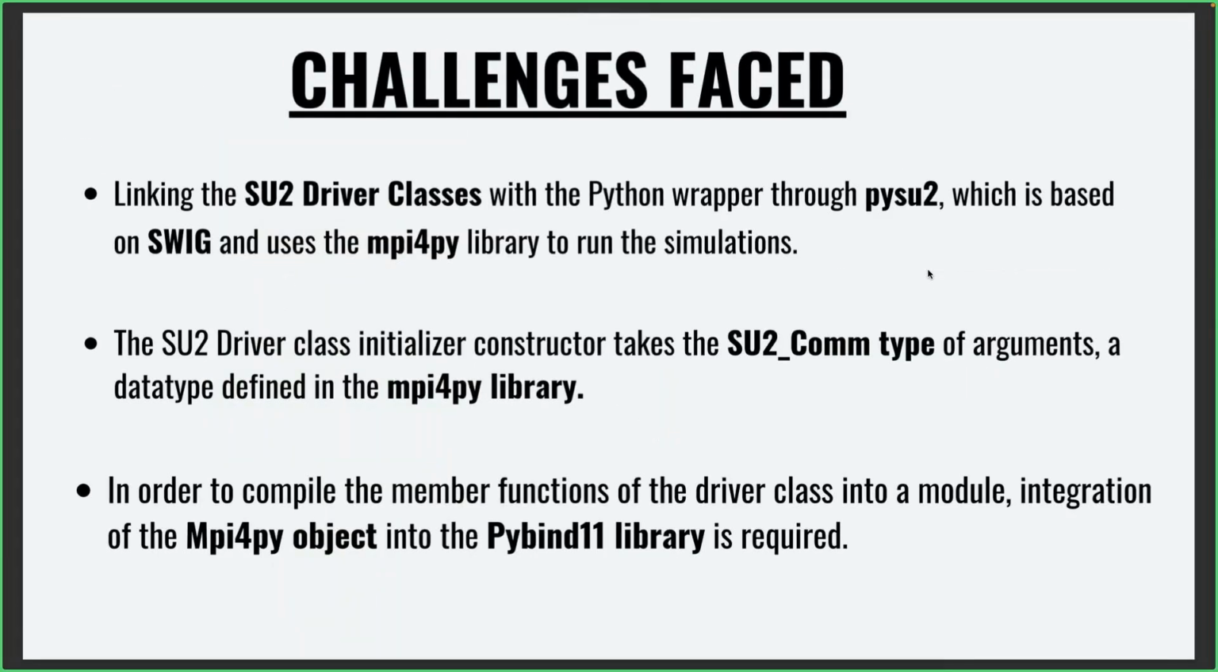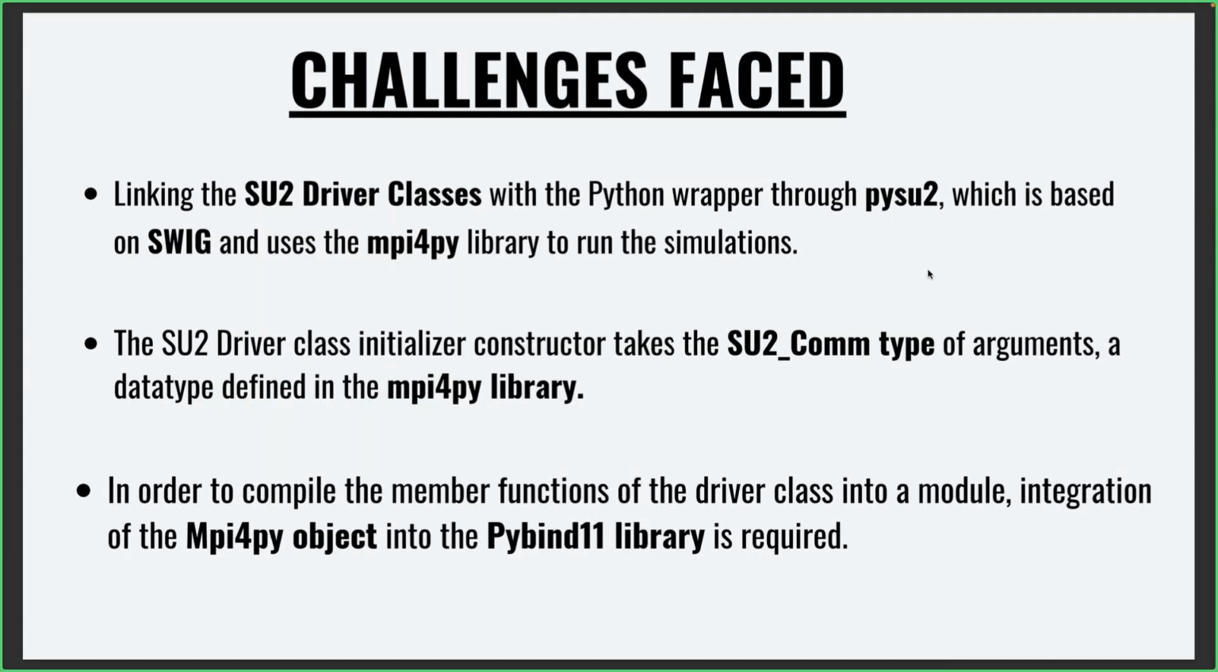So during this project, like the challenges. The first challenge was that the software is available using SWIG, but it is connected with the wrapper files to the PySU2 module. And the PySU2 module contains various interface files. Some of the test cases use the MPI4py library to use several processors.